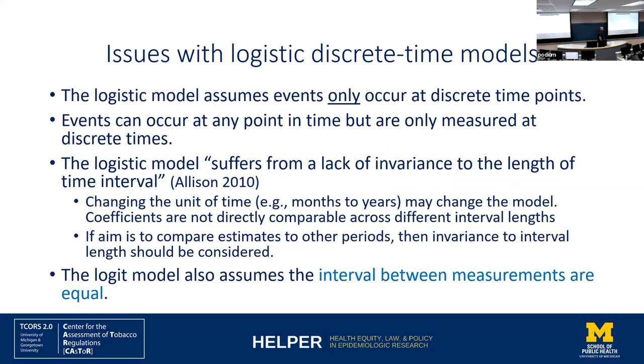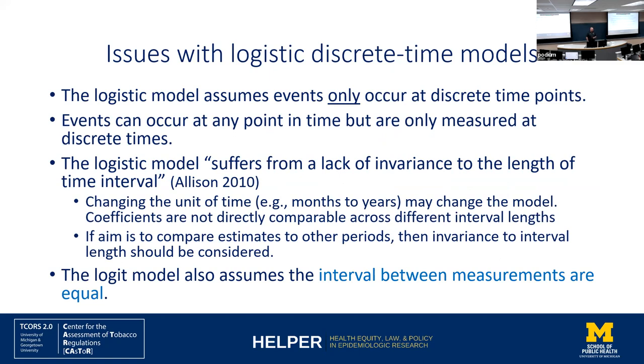There are some issues with these discrete time models. These are just a couple of them. The logistic model assumes that events only occur at discrete points in time. And again, there's an underlying continuous process where these events can occur. Events can technically occur at any point in time, but they're only measured at discrete time intervals.